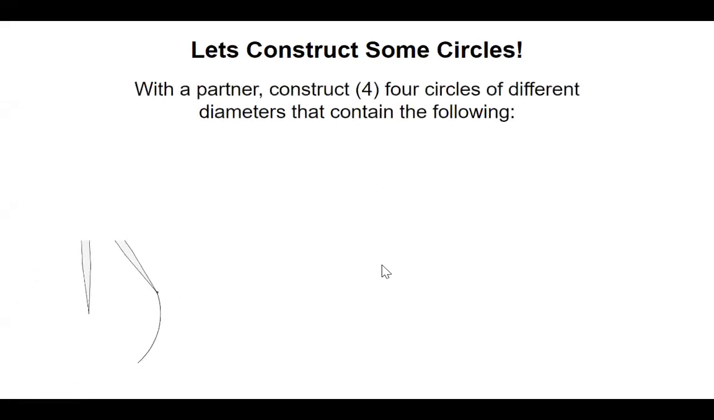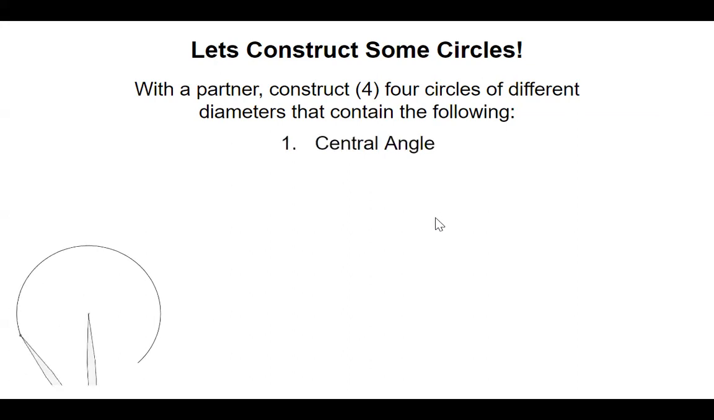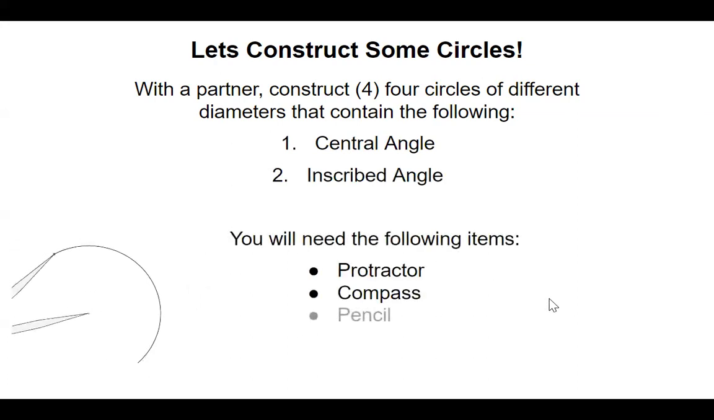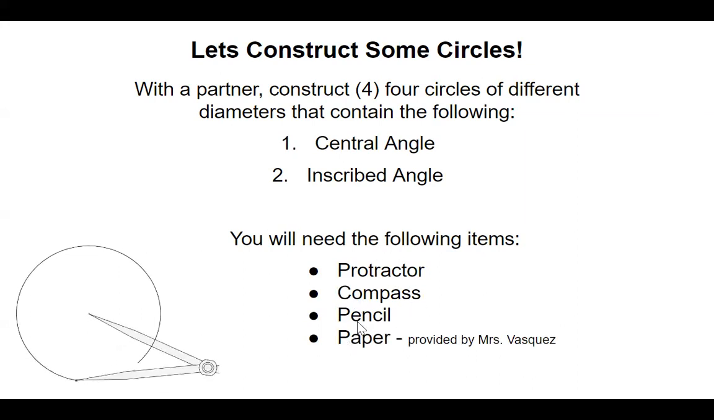We're going to construct a total of 4 circles with your partners, with different diameters. Each of you is going to construct 4 circles, and your partner is going to construct 4. Within the circles, we're going to construct the following: a central angle and an inscribed angle. We should have a protractor, compass, pencil, and the paper that I supplied for the notes. Everybody should have all those parts.